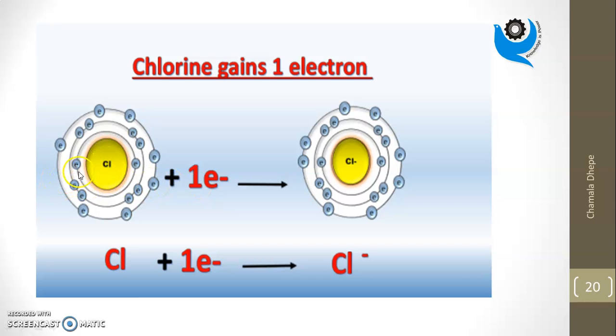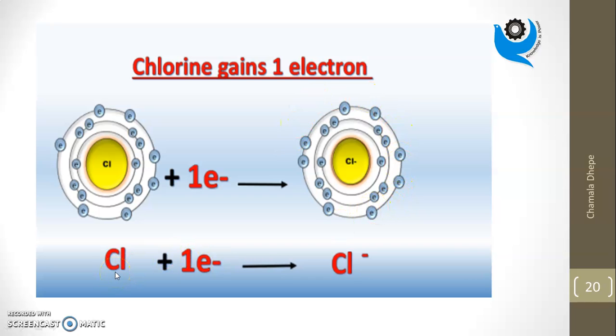See here, in chlorine, the K shell has 2 electrons, the L shell has 8 electrons, and in the M shell there are 7 electrons. So in the valence shell 7 electrons are there. To complete its octet, 1 electron is needed, which is taken from that sodium, and it completes its octet. So here K 2, L 8, and in M also 8 electrons are acquired.